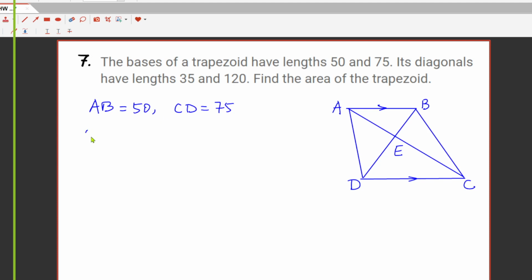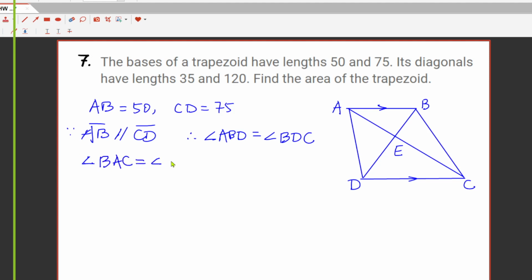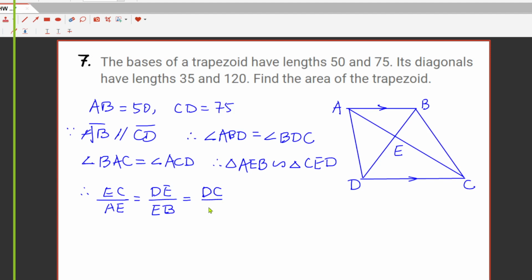Since AB is parallel to CD, we have, okay, let's write it here. Angle ABD is actually equal to angle BDC, right? And also we have angle BAC equals angle ACD. Therefore, we have triangle AEB is similar to triangle CED, right? So we have EC over AE equals DE over EB, which equals DC over AB, which gives us 75 over 50, which is 3 over 2, right? Can you follow me?